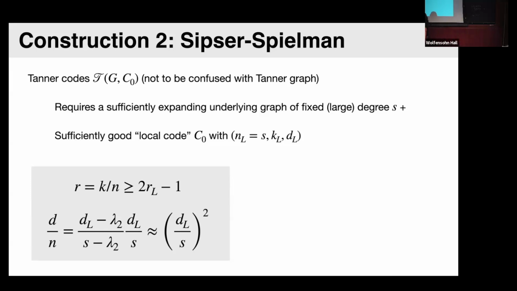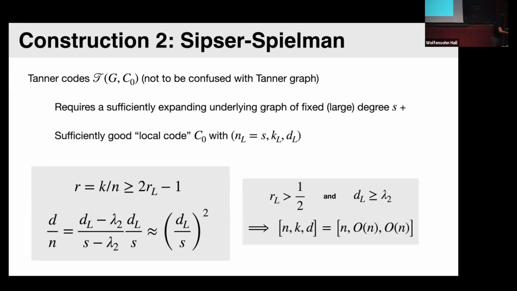I'm saying the rate of the global code is greater than or equal to 2 times the rate of the local code minus 1. So that means that if your local code has rate greater than 1/2, you automatically have a finite bound on the rate of the global code. Okay, that's all you need to do. Select a local code with rate greater than 1/2. There's many such local codes. That automatically gives you a good rate for the global code.